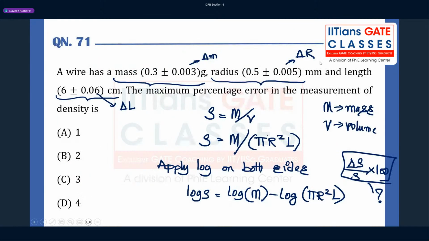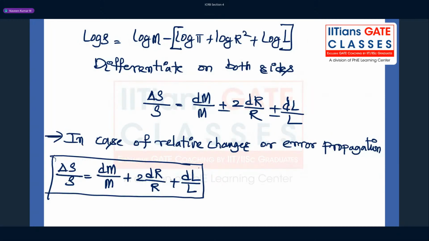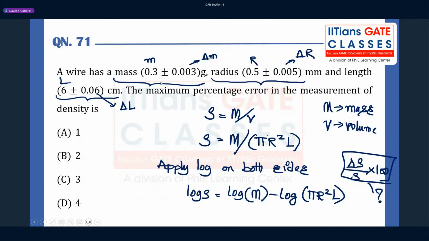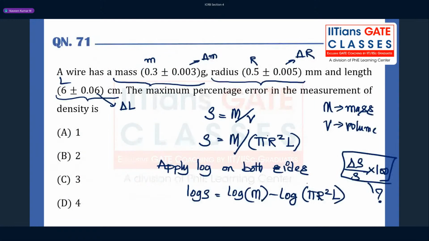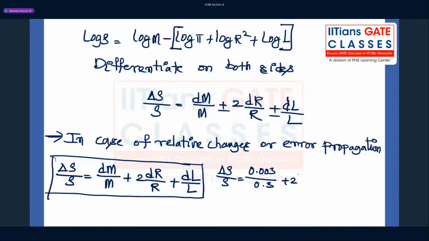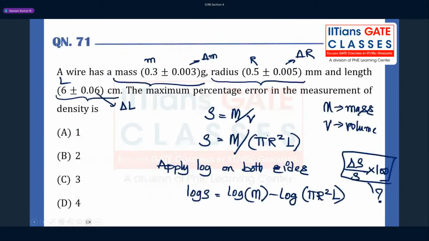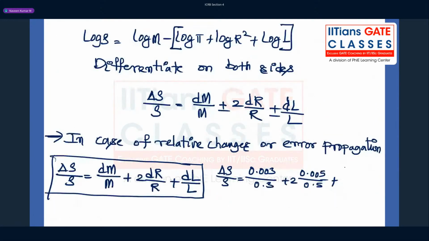Now we have this thing. So we have delta M, delta R, and delta L. This is M, this is R, and this is your L. Simply substitute the values, you'll get the answer. That's it. Okay, let's substitute. So delta rho by rho is equal to delta M by M. What is delta M? Delta M is 0.003 by 0.3, plus 2 into what is that? 0.005 by 0.5, plus del L by L, that is 0.06 by 6, isn't it?